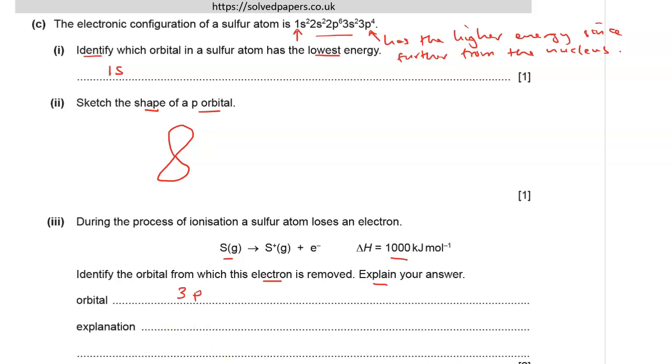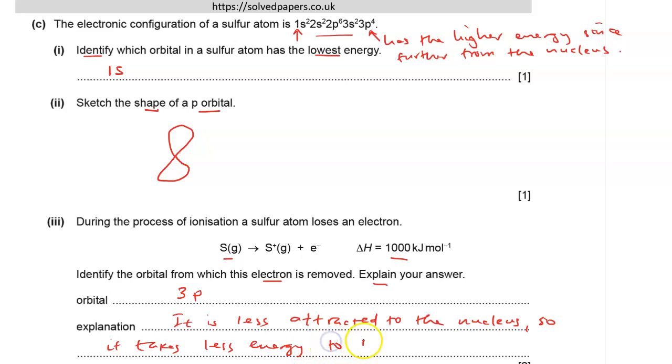The explanation here is that the electron in 3p is less attracted by the nucleus, so it is easier to take it off. It takes less energy to lose an electron from 3p.